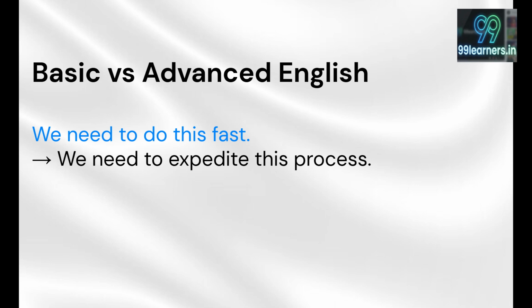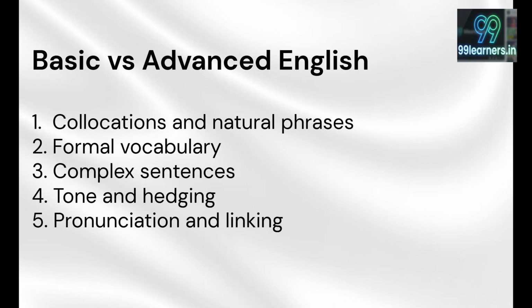If you want to move from basic to advanced, focus on these features. 1. Collocations and natural phrases. Learn which words commonly go together, like make a decision or take action. 2. Formal vocabulary. Words like consequently, therefore, however, furthermore. 3. Complex sentences. Use clauses, relative clauses, and variety. Although the plan is promising, we need further data.